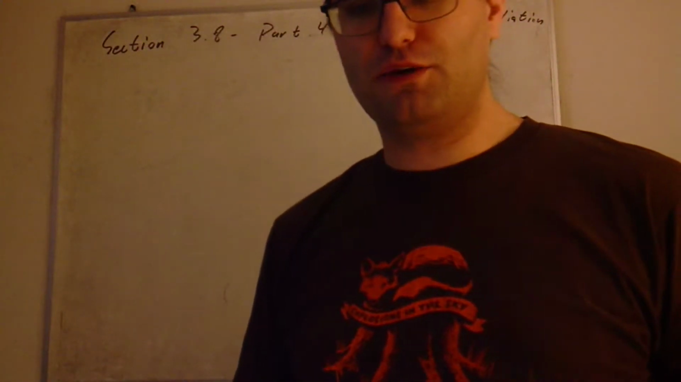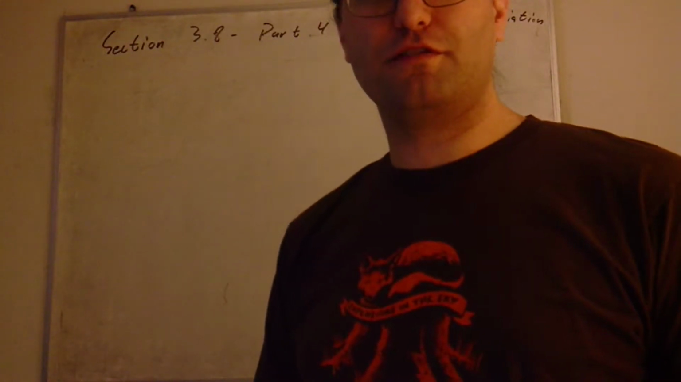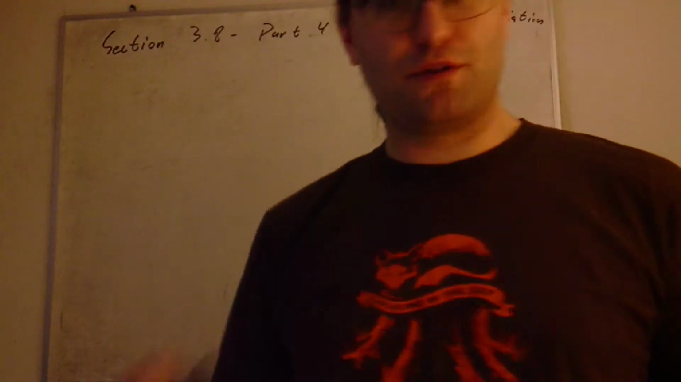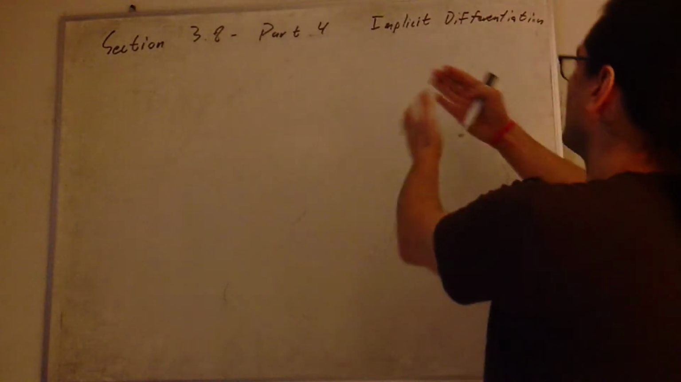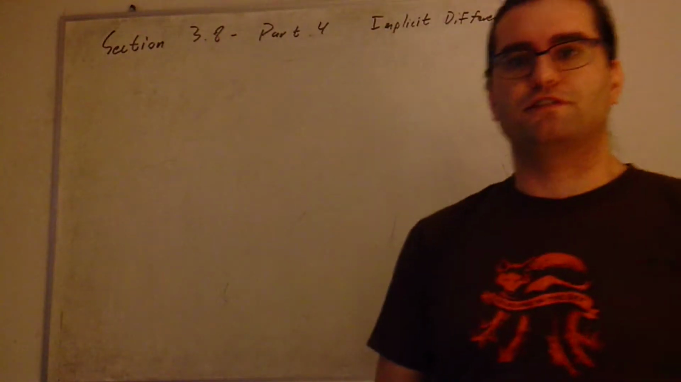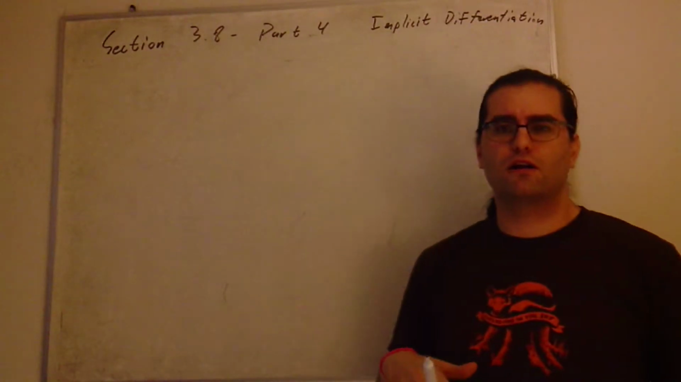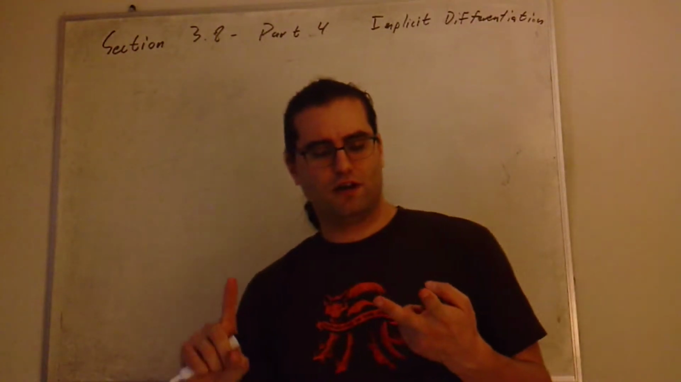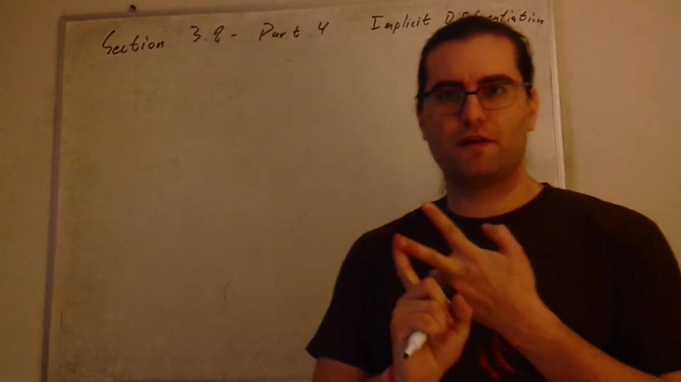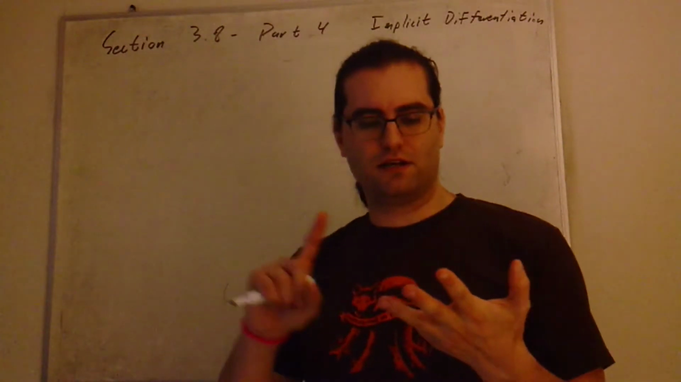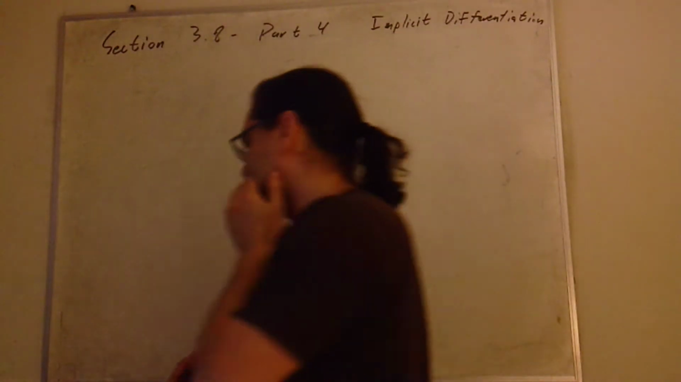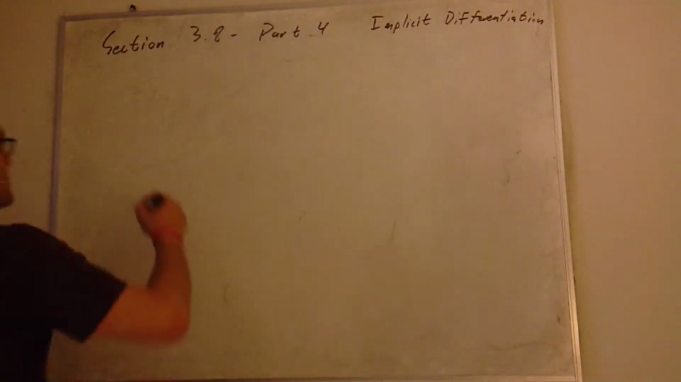So we're picking up where we left off yesterday with implicit differentiation. This is part 4 of our series on implicit differentiation. The things we still need to talk about are the chain rule, the difference between my method and the book's method, and logarithms. So let's get started on the chain rule.